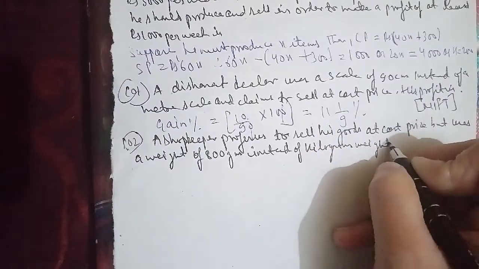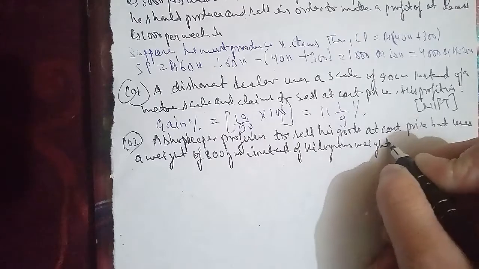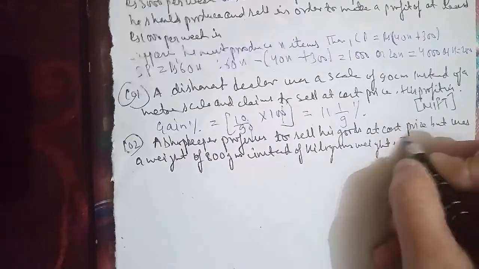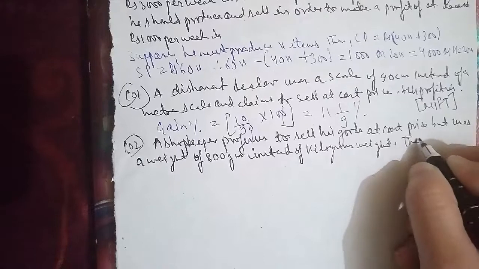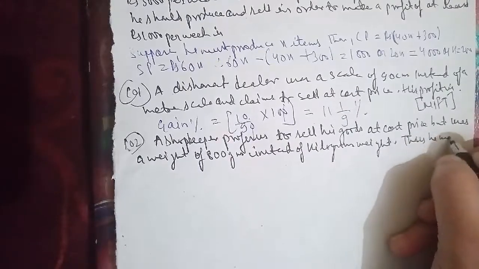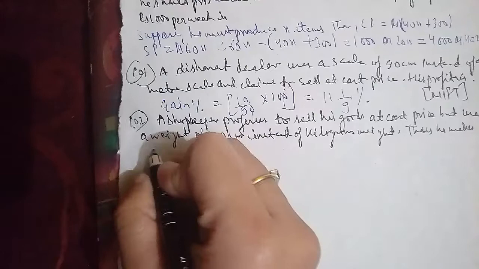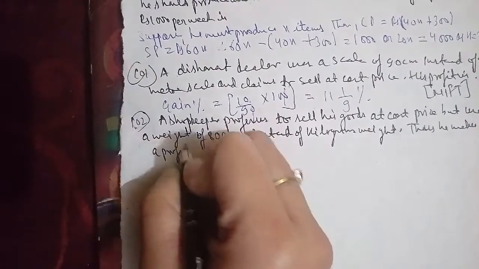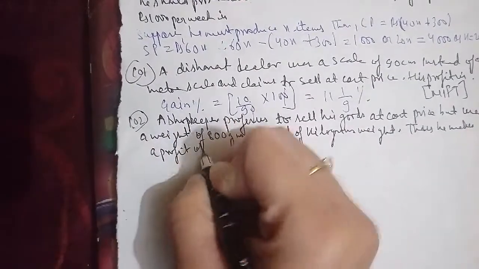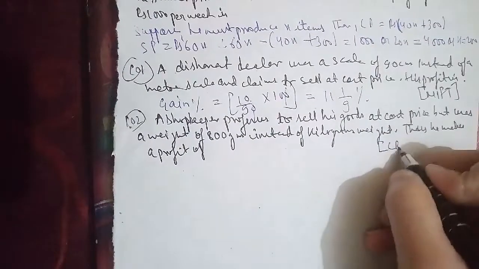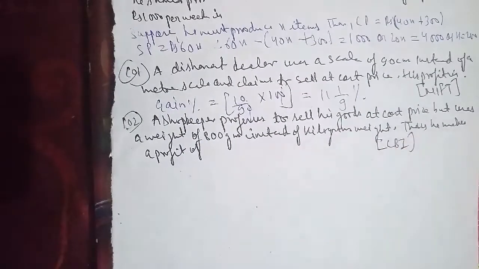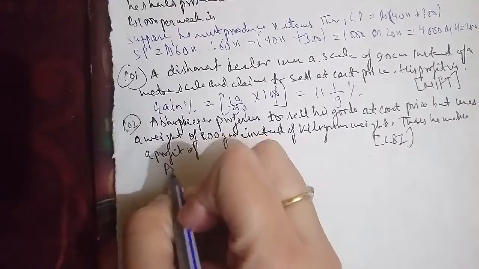Profit percent is equal to 200 upon 800 into 100%. 0 being cancelled by 0, these two 0 cancelled by 0 here. 2 4s are 8, 2 1s are 2, 0 0. Here 4 1s are 4, 4 2s are 8, and 4 5s are 20. It will be 25% we get as the answer here.